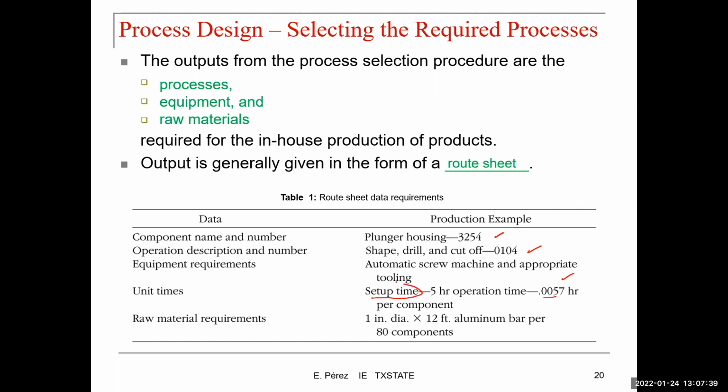So this setup time is very important. This means that if you are transitioning from a different product in your manufacturing process, let's say you're building smartphones and now you're going to build computers, you need to have some time in between to set up the process. And that's what we're referring to here. So if you are moving from one product in your manufacturing line to a different product, you need some setup time, and that has to be accounted for. So a 5 hour setup time and an operation time of 0.0057 hours per component. So if you are doing 100, then it's going to be 100 times 0.0057 hours. And the raw material requirement is a 1-inch diameter times 12 feet aluminum bar per 80 components.